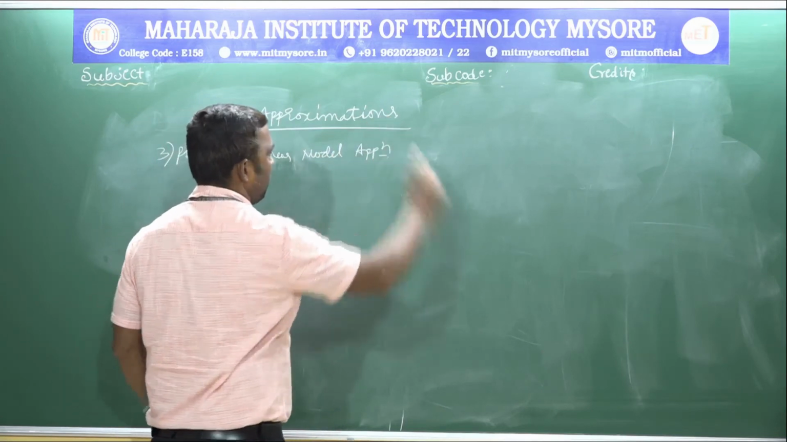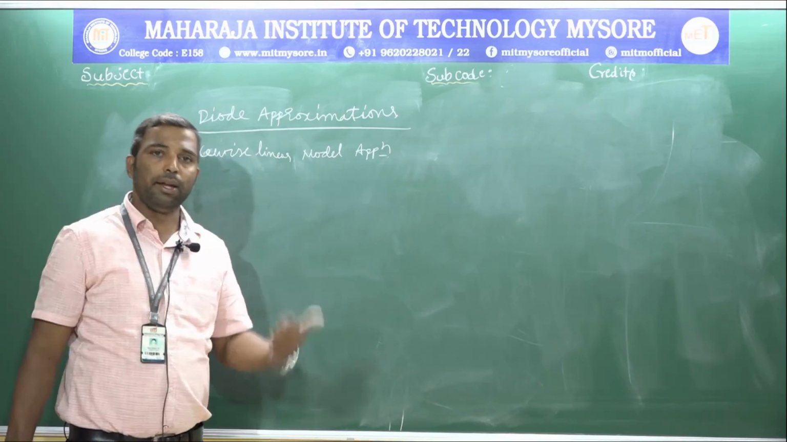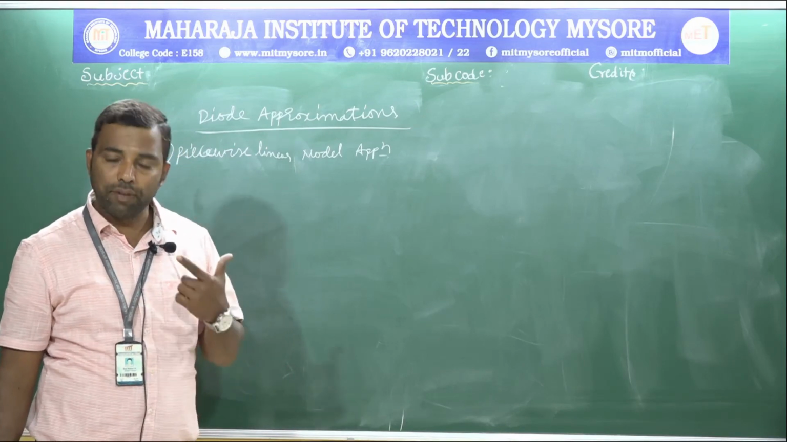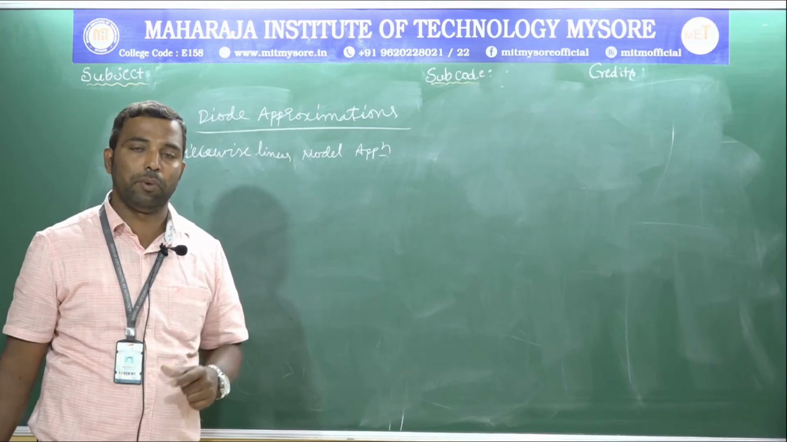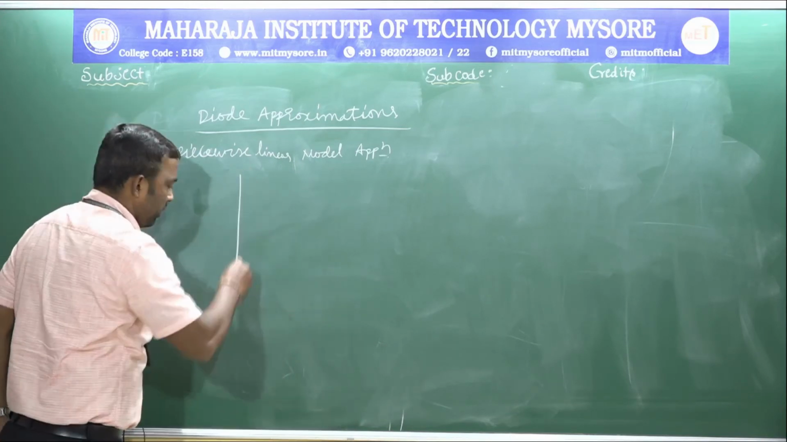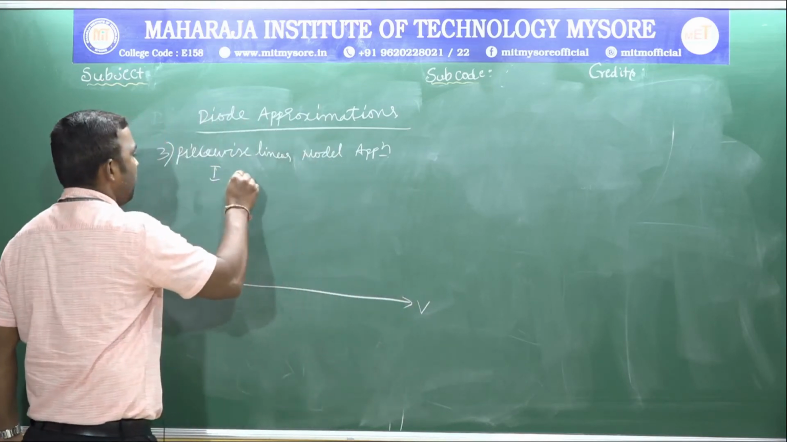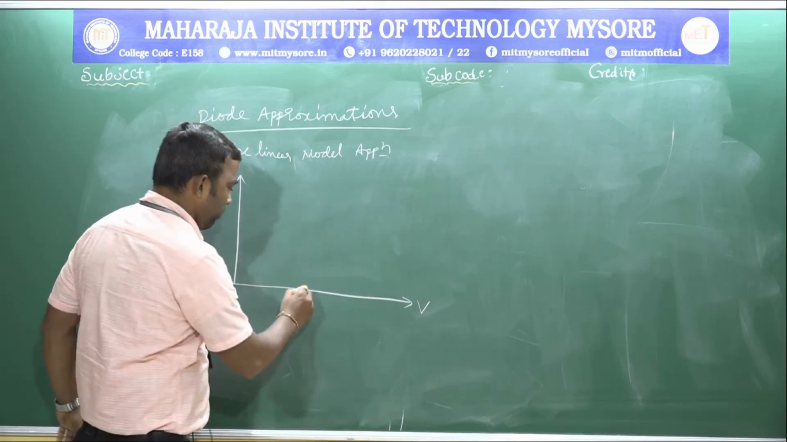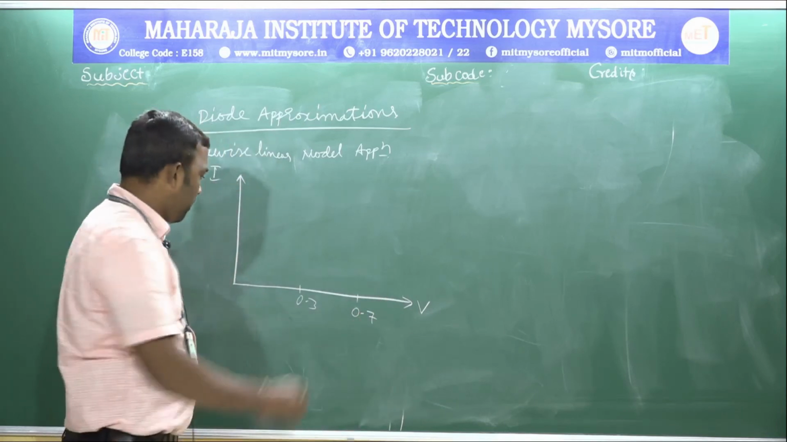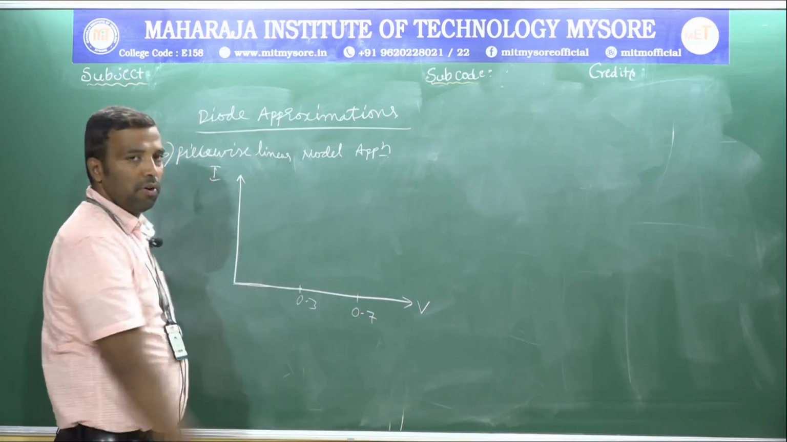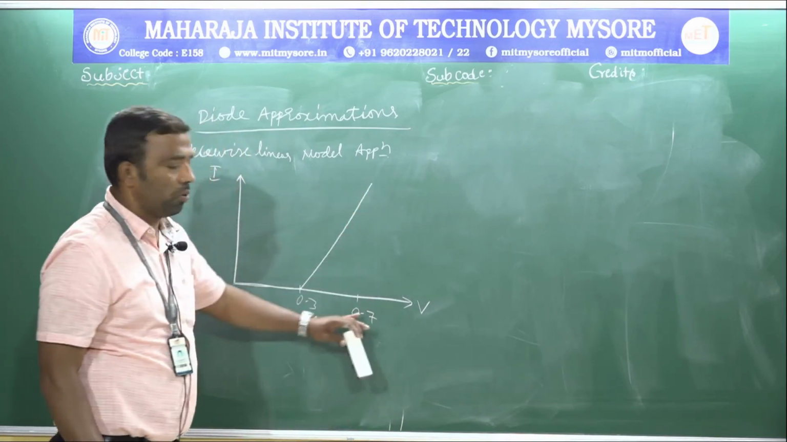approximation. The name indicates a linear model approximation. In this, it has a threshold voltage. After the threshold voltage, the current increases linearly with respect to voltage. Observe this characteristic: this is voltage and this is current. So 0.3 for germanium and 0.7 for silicon. Below this, the current is 0. After the threshold voltage, the current increases linearly with respect to voltage.